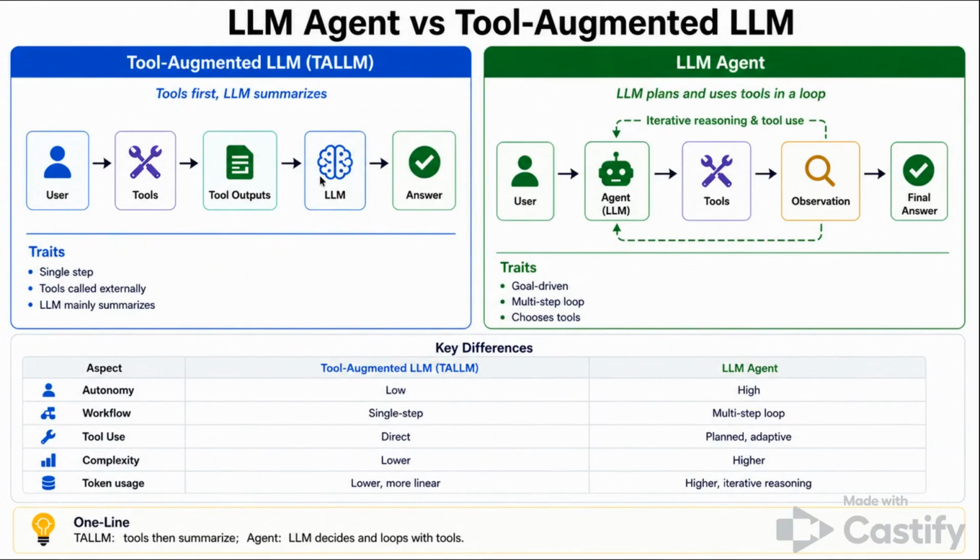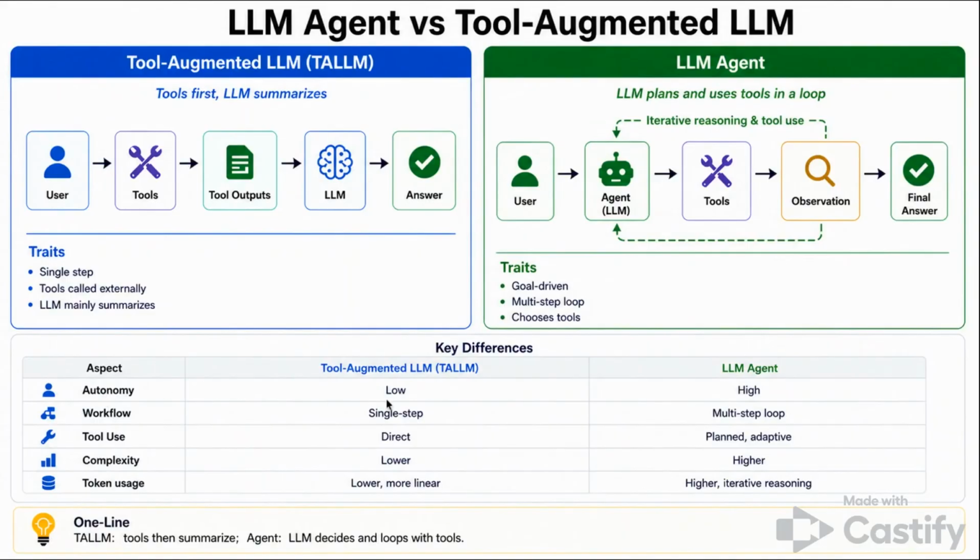Then we call the LLM with this context, and we get an answer. Or, for the Jira example, the user inputs a Jira ID. We directly call the Jira REST API, get the answer, then send it to the LLM and get the final answer. So it's a single step. The tool is called externally and the LLM mainly summarizes. So you can see the differences here.